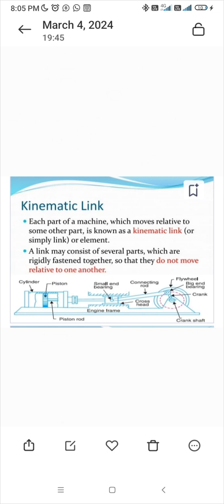So in that reciprocating steam engine, we have different links. And the fourth one is the rigid link. Here there are some parts that are not moving, so we can say it is a separate link. For example, the cylinder is not moving anywhere, and the engine frame is also not moving. The cylinder, engine frame and main bearings form the fourth link.